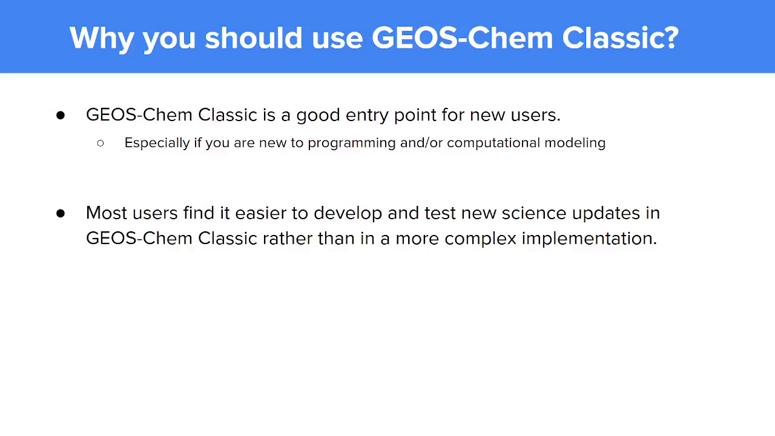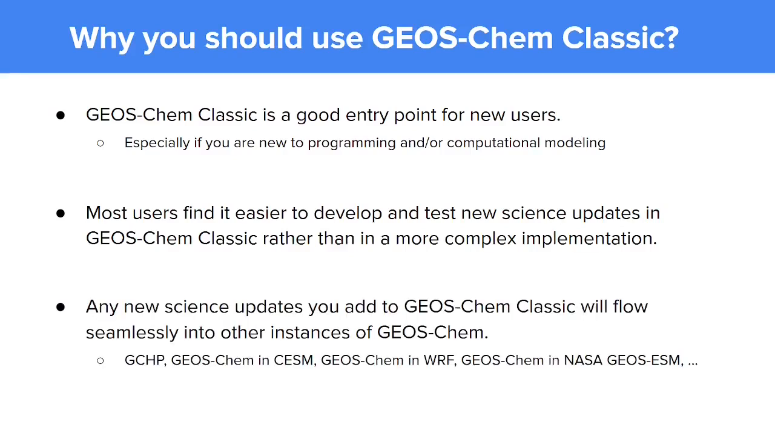Develop it in GEOS-Chem Classic first, and then once it's mature, as I mentioned before, any new science updates that you add to GEOS-Chem Classic, if these get propagated to the standard versions, will flow seamlessly into the other instances of GEOS-Chem, such as GCHP, GEOS-Chem in CESM, etc. So you can develop on a very simple framework using GEOS-Chem Classic, but then your science will find itself maybe one day running in a big Earth system model.